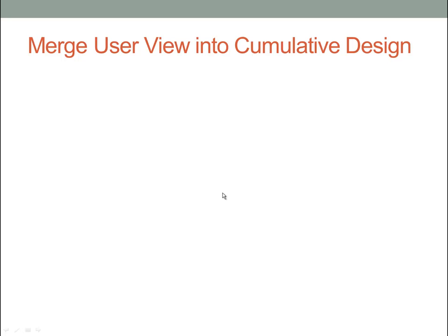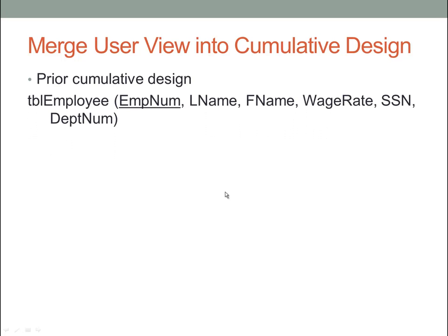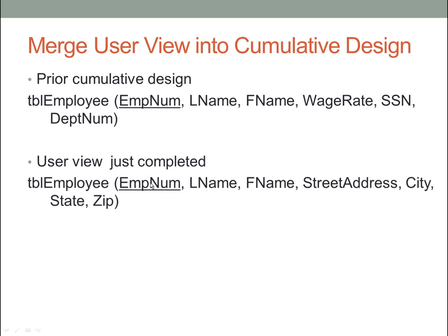And then, in the final step, I need to merge it into my cumulative design. So let's suppose for purposes of this example that my prior design of the employee table had this. Based on other user views, I already had decided I was going to have the employee number, last name, first name, wage rate, social security number, and department number. With the user view I just completed, I know that I need the employee's number, last name, first name, street address, city, state, and zip. So notice that with this view, I did not think that I would need the wage rate, social security number, and department number. But with my prior views, I did not yet have the street address, city, state, and zip.